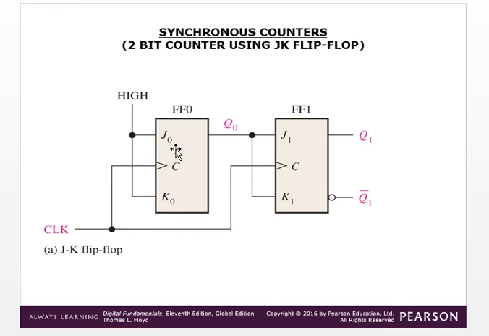Once again, the very important difference here is that the clock is parallel. And here the input is connected here. J0 K0 is 5 volt, but J1 K1 is not 5 volt. This is the main difference here.